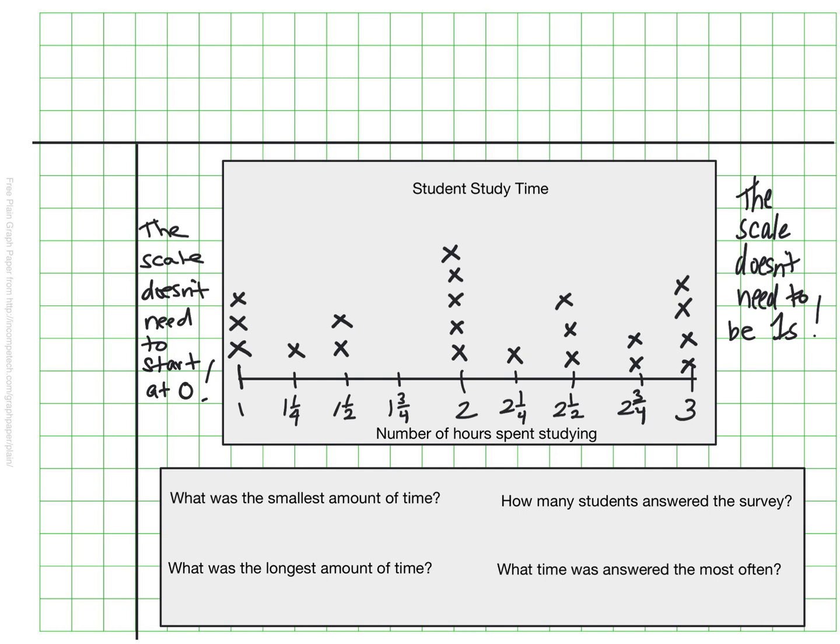Looking at this line plot, even though you don't know who I asked and I don't have a table of information, there's some things that we can gather, right? Some information we can get. So there are 4 questions here.